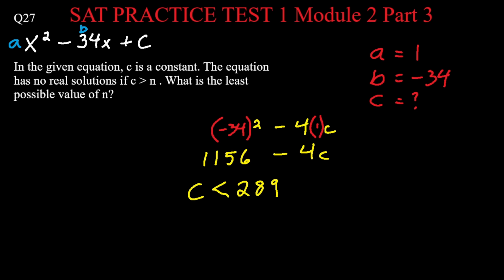So if c has got to be less than 289, then the answer to the question, what's the least possible value of n, is 289.